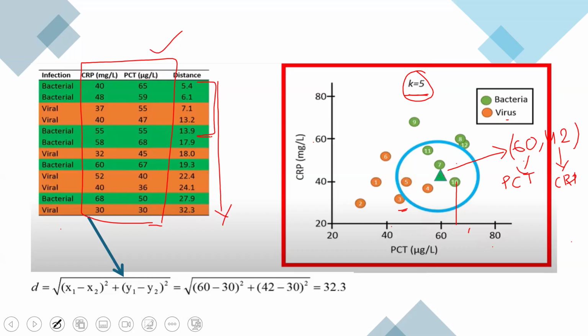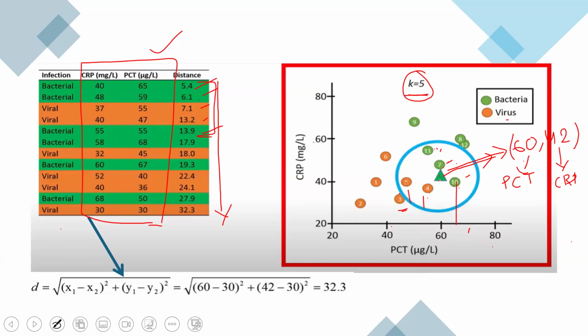Out of the first 5 points, 3 are bacterial; look at this green color, they are bacterial. These 2 points are viral points. So in this k equal to 5 range, we have 3 bacterial and 2 viral. We classify this particular point as bacterial because the count of bacterial points closest to the given point is more than the viral points. So we classify this point as a bacterial point.